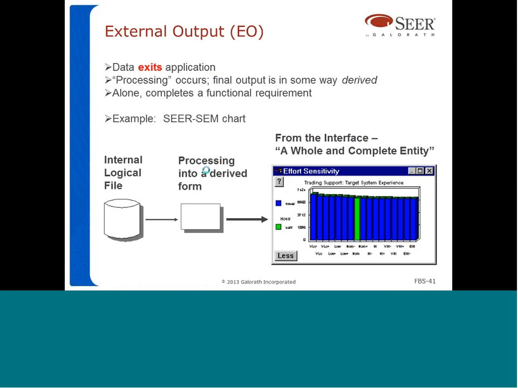An external output is data that exits the application and is presented to the user. And remember, it has calculations or processing. So a good example of an external output would be one of the charts in SEER that present different results of the estimate. For example, the effort sensitivity chart in SEER brings information from an internal logical file. There is some processing of the information in order to come up with the sizes of these bars and the percentages and all that. So there are calculations involved, and then after those calculations are performed, the information is presented to the user.